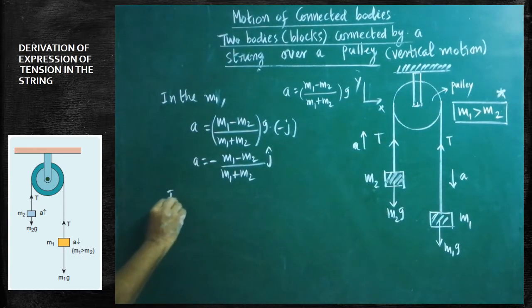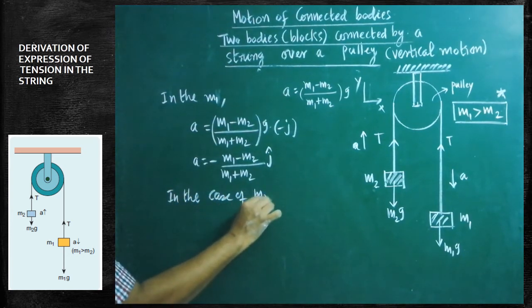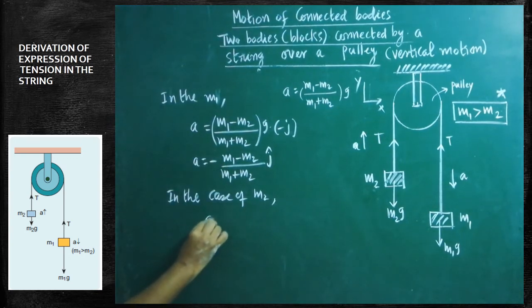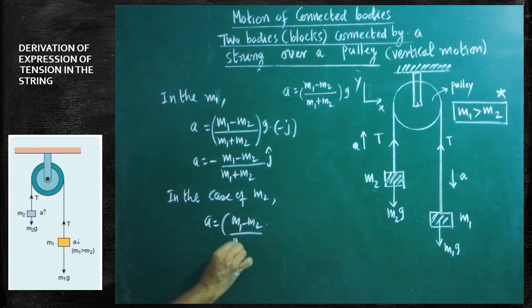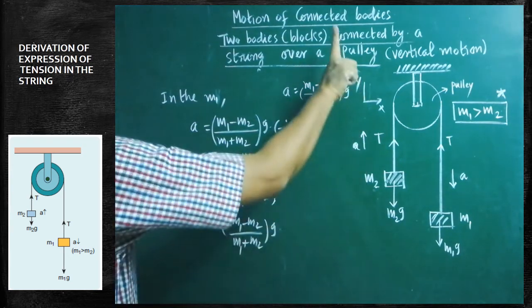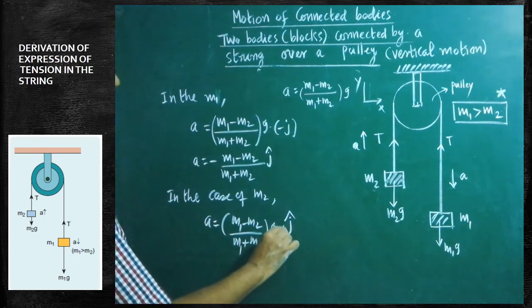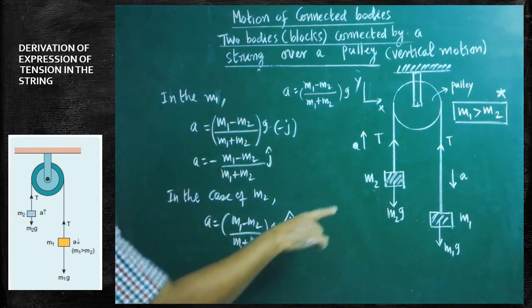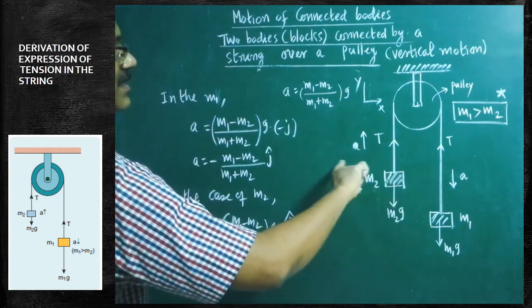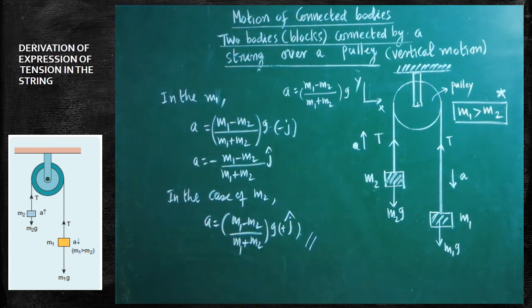In the case of m2, the same acceleration, how will you represent? Same expression, (m1 − m2) divided by (m1 + m2), g must be written, but it is acting in the upward direction, that is along the positive y direction. Therefore positive j cap must be written. Are you clear? So here negative j cap, here positive j cap. It shows that the acceleration direction is opposite in the two masses. So vectorially the acceleration is also represented in this case.